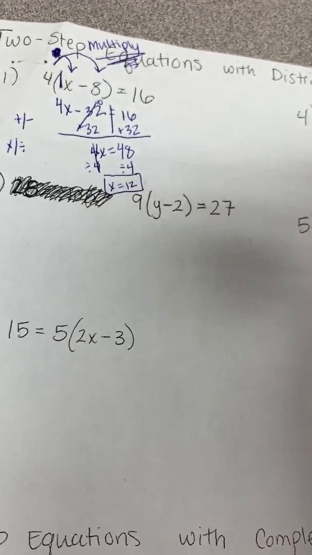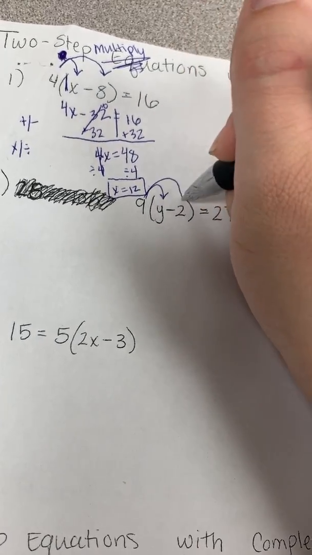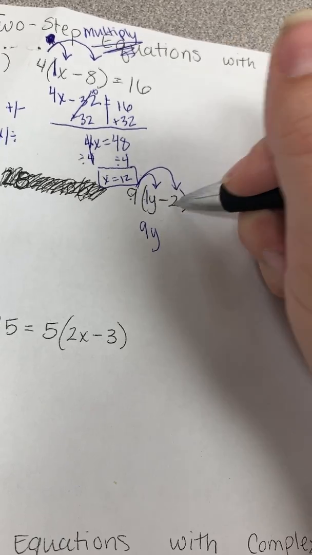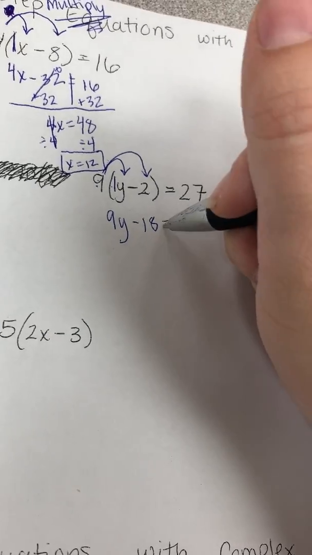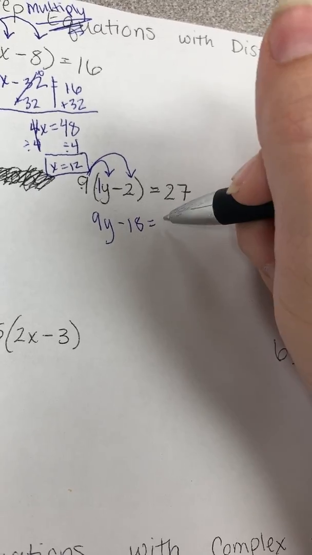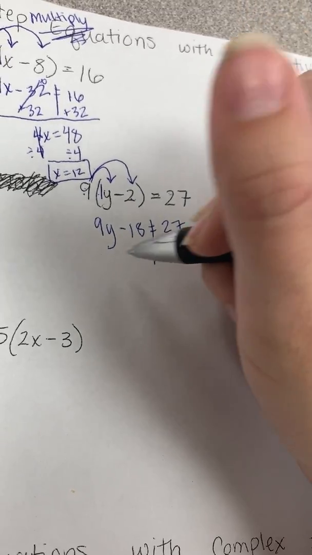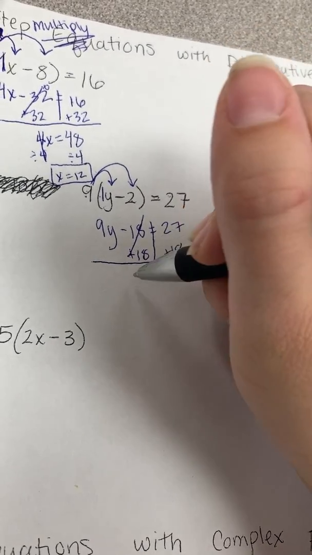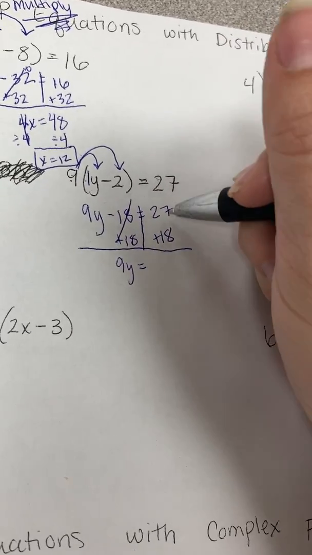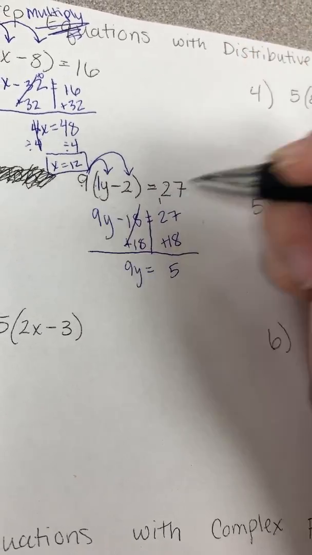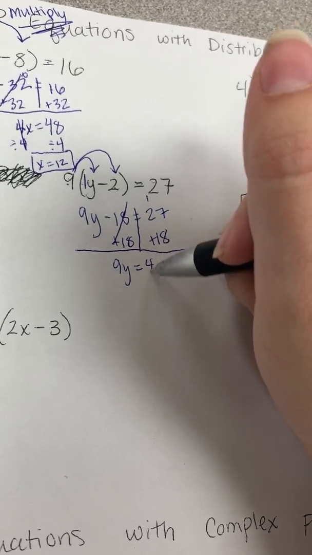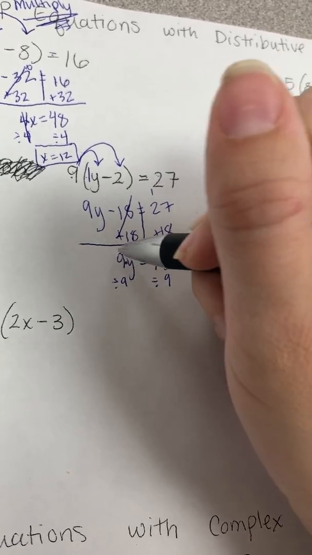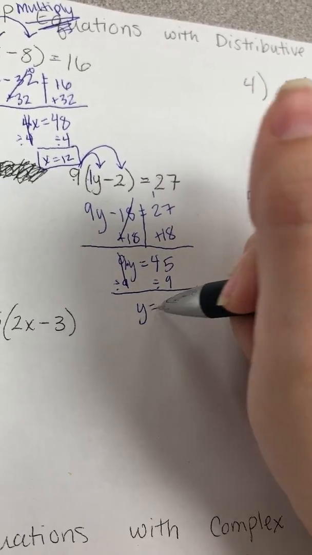This one, I made a mistake right here, oops. 9 times y, 9 times 2, there's an invisible 1 right here. 9 times 1 is 9, 9 times 2 is 18. Bring down my subtraction sign, bring down the equal sign, bring down the 27. From here, same process. I'm gonna add 18, I'm gonna add 18, and I get 9y equals 7 plus 8 is 5. Carry the 1. 45. This means multiply, so I'm gonna divide. I get y equals 5.